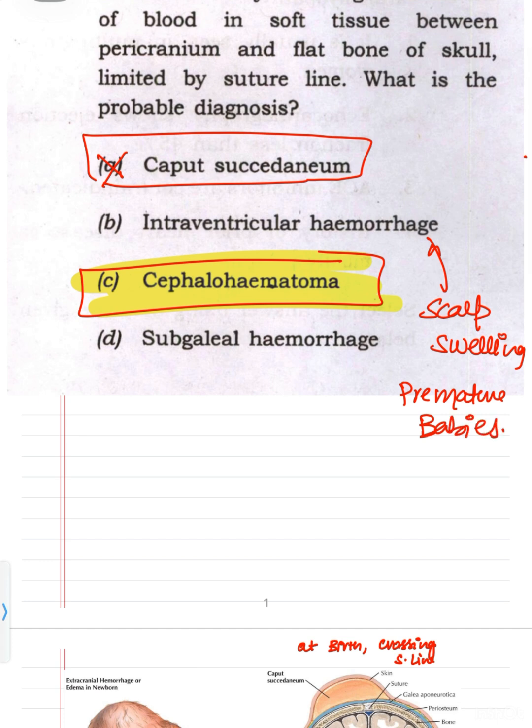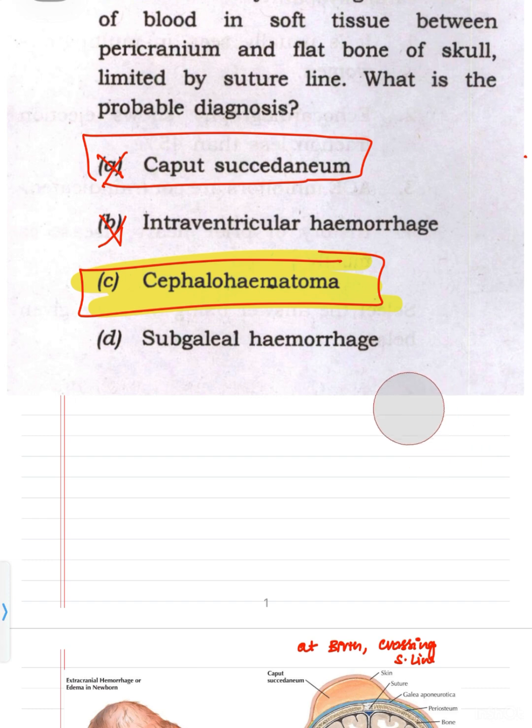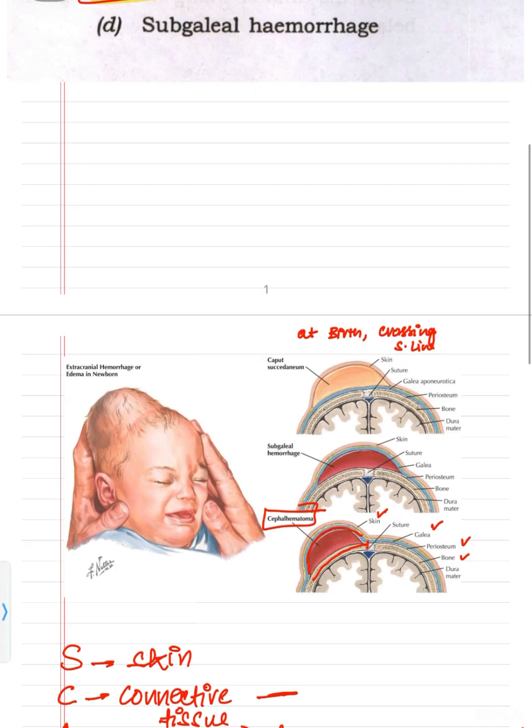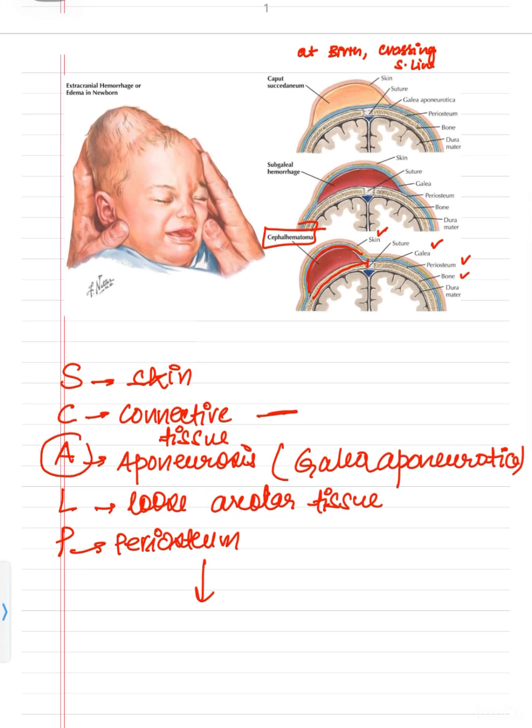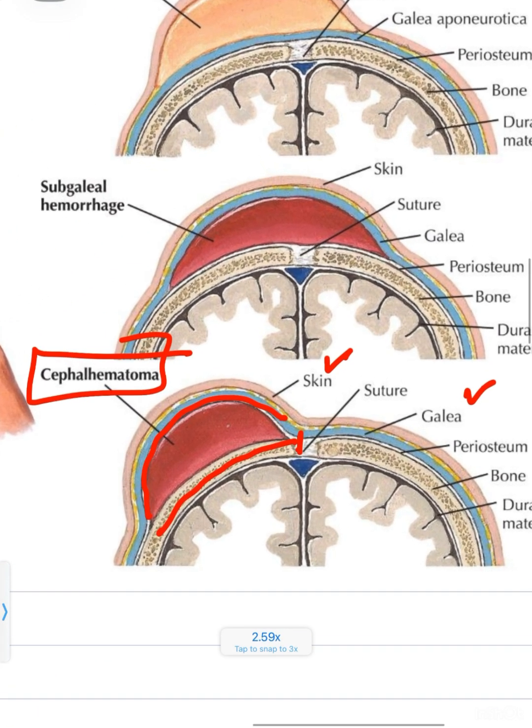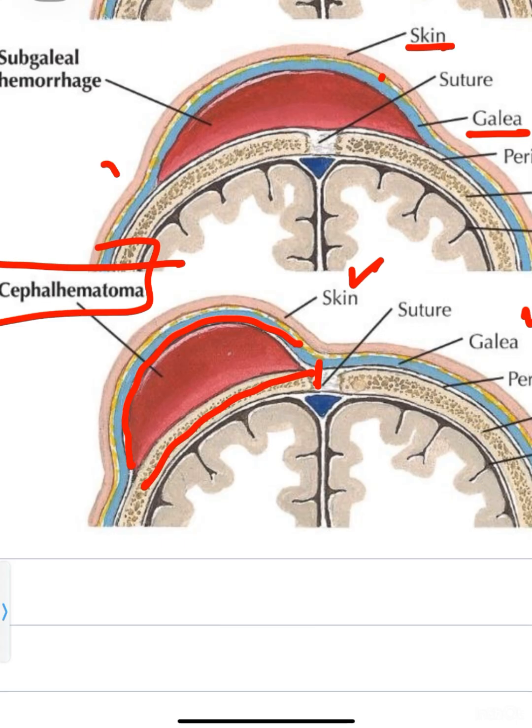So it is not a scalp swelling. So this is again wrong. Coming to the subgaleal hemorrhage. Subgaleal hemorrhage means that there is a layer of the galea aponeurotica. Whenever there is hemorrhage below the galea aponeurotica, that we can see in this question, there is a skin, then below this there is a connective tissue, and then below that there is the galea aponeurotica, the blue one, and the collection of the blood is below it, above the periosteum. So there is a subgaleal hemorrhage.